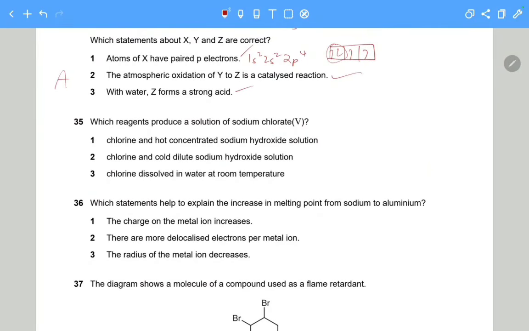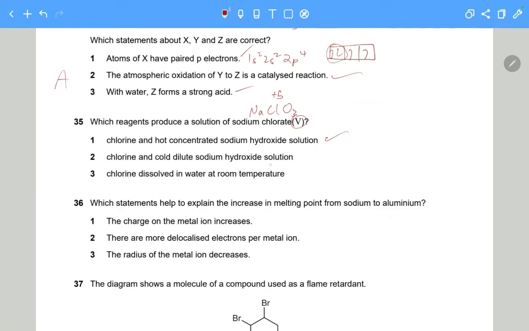Question 35, which reagents produce a solution of sodium chlorate(V)? So what is sodium chlorate and what does this 5 mean? It means that it's NaClO3 because the 5 means that the chlorine is in a +5 oxidation state. So this is produced, if you recall, from the reaction of chlorine with hot concentrated sodium hydroxide solution, which is option 1 basically, and that is definitely used.